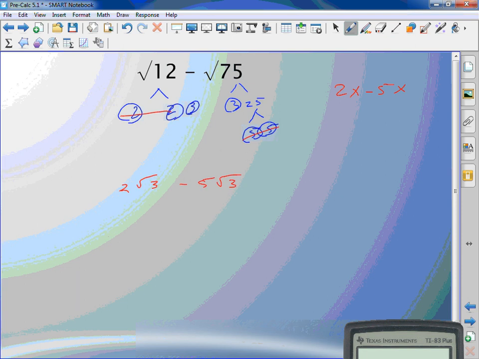What's 2x minus 5x? It's a little side thing. Negative 3x. So what's 2 square root of 3 minus 5 square root of 3? Negative 3 square root of 3. That's it. The radical is like the variable. It's what they have in common. I have 2 apples. I'm going to take away 5 apples. It's negative 3, whatever that was. So my answer is that.